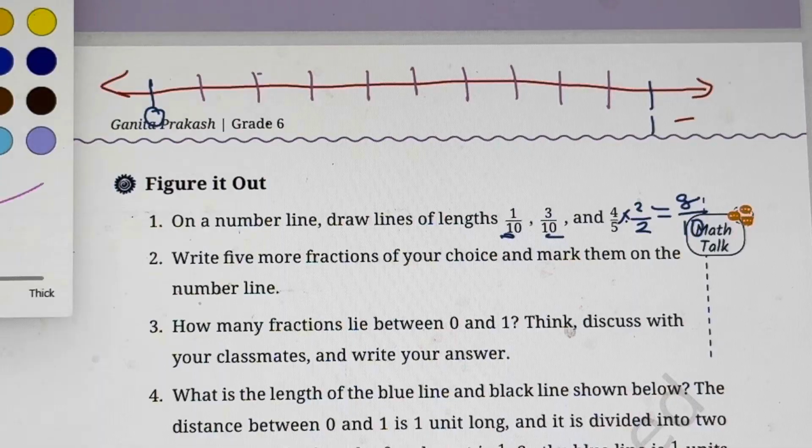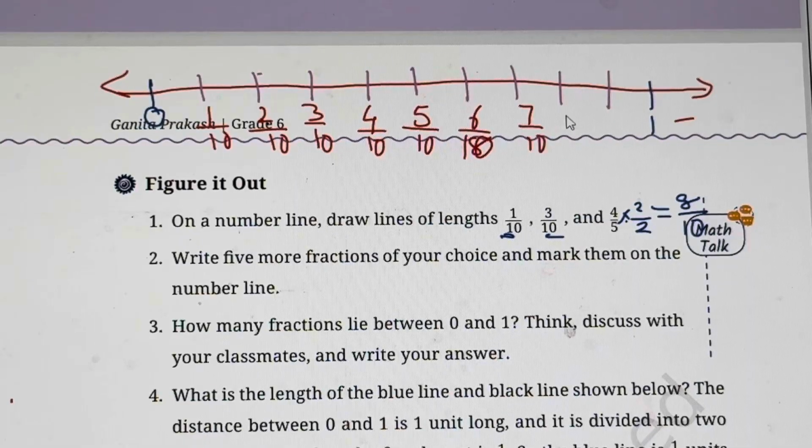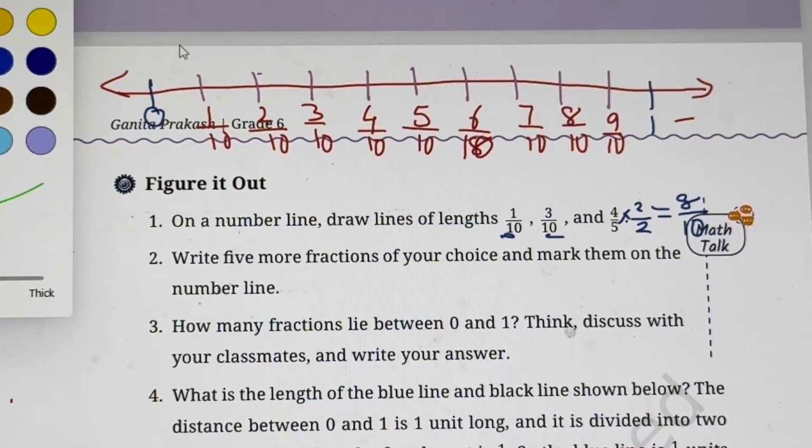So remember, whatever the denominator is, you should draw 1 less than that number of lines between 0 and 1. Now, whatever numbers are asked, you can show them. So like here, this represents 1 upon 10, this is 2 upon 10, then this one is 3 upon 10, 4 upon 10. You can write all of them and mark the ones which are asked. 5 upon 10, 6 upon 10, then 7 upon 10, 8 upon 10, 9 upon 10, and the last one, as you know, 10 upon 10 is equal to 1 whole, right?